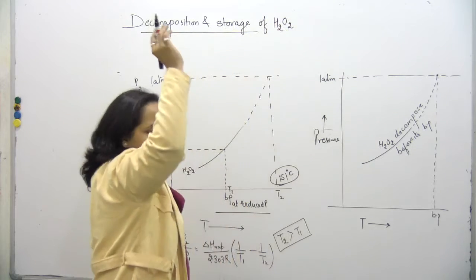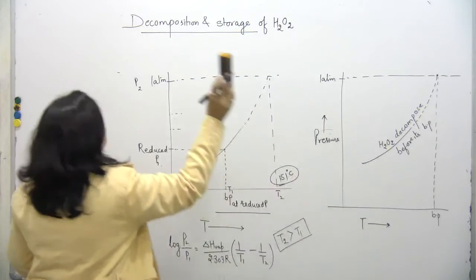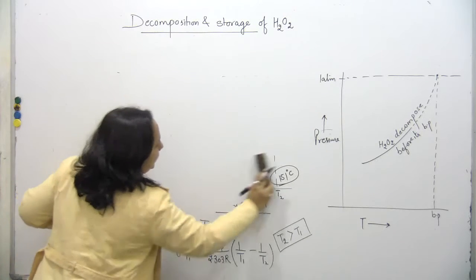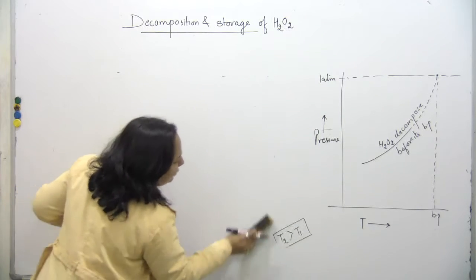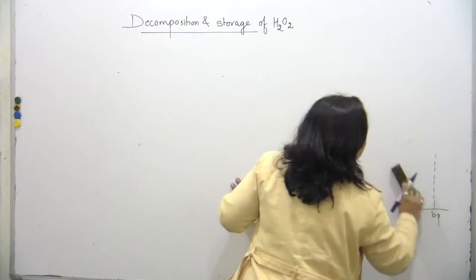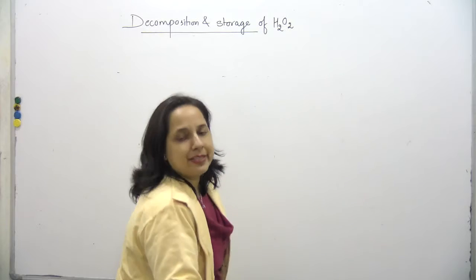What is the boiling point of water? Boiling point of water is 100 degrees Celsius, but that of hydrogen peroxide is 151, which cannot be measured experimentally, which is just a calculated fact by using a formula. This we have explained.